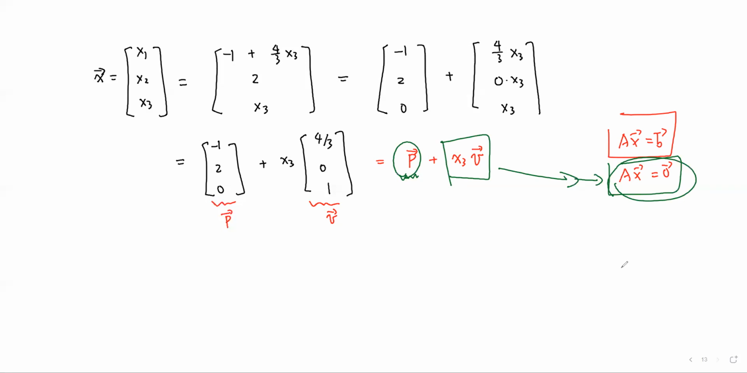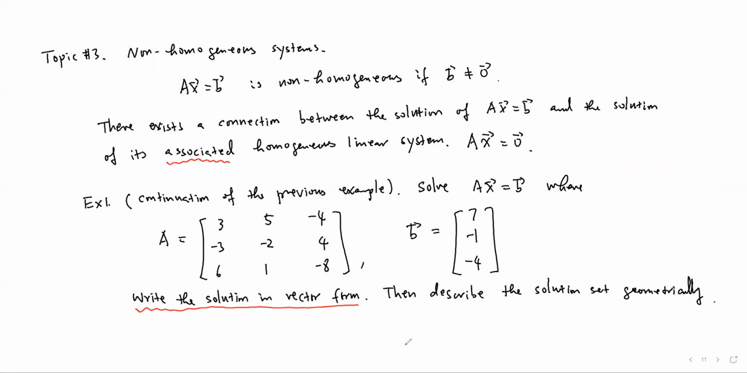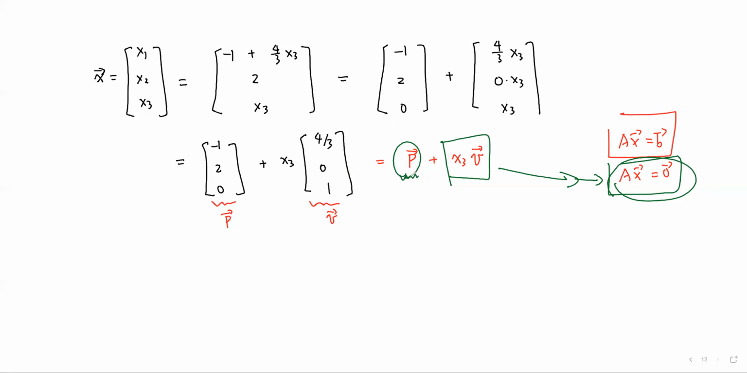I will make a summary about this observation later, not now. Let me finish answering the other two questions. Then describe the solution set graphically. These are all the solutions, x3 arbitrary. Now let me plot.